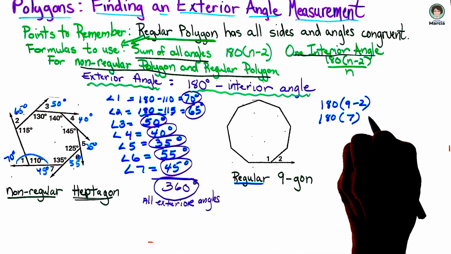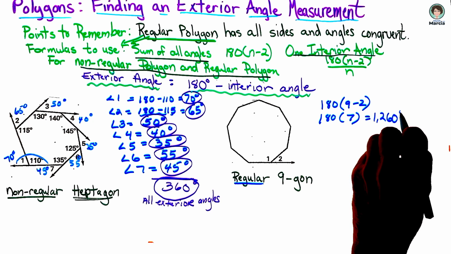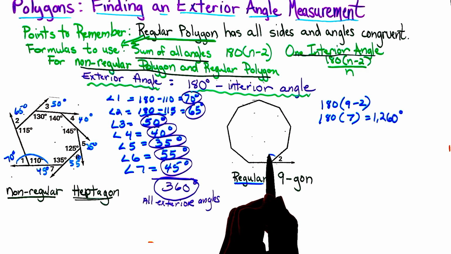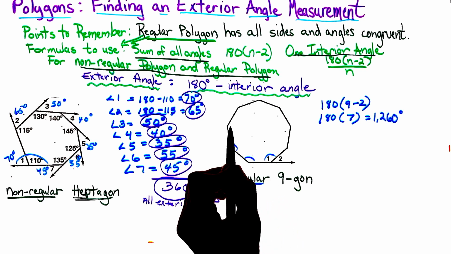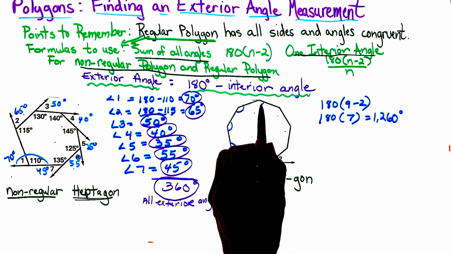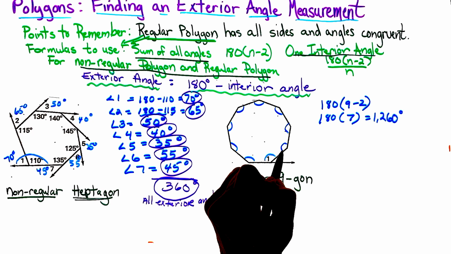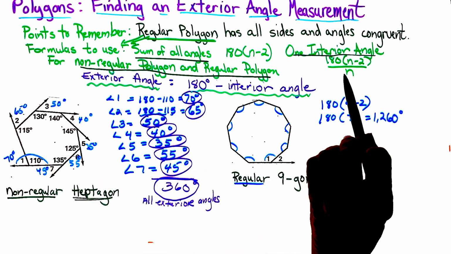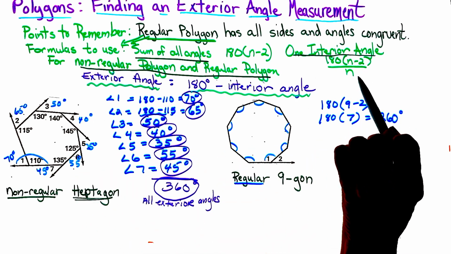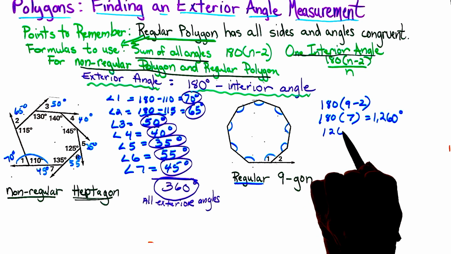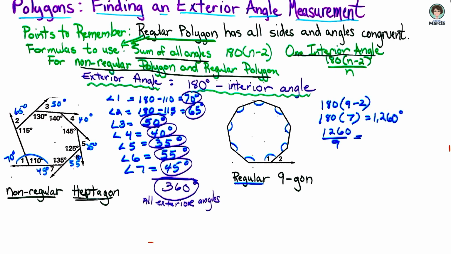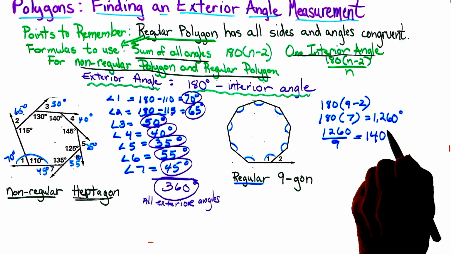And when I do that, I get 1,260 degrees. Well, that's for all the angles. Remember, we know that every one of these angles will have the exact same measurement. And that's why I'm marking them so you can see they really are the same. So now, using this formula here, we're just going to divide 1,260 by 9 because that's how many angles there were. And when we divide that by 9, we do get 140 degrees.